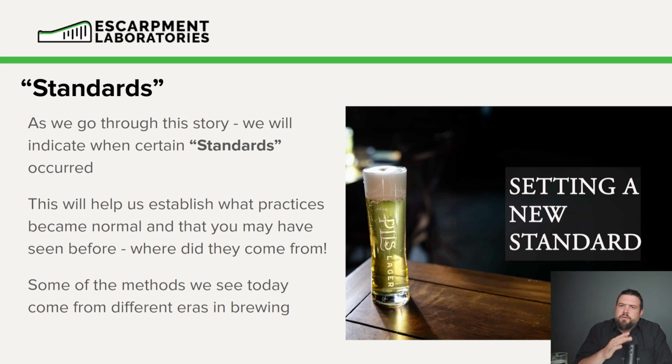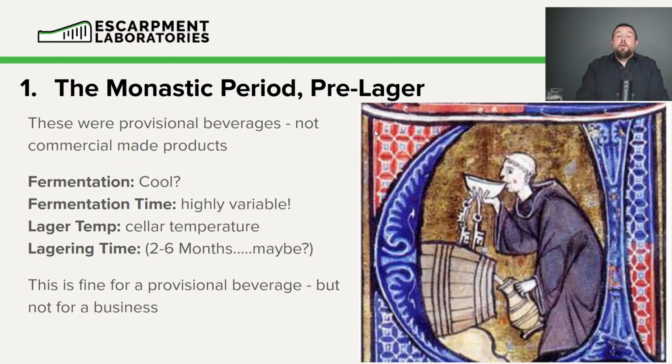Show you where something can be moved up or down. Show you an area where, say, the weather or the climate impacted how these things were actually pulled off and achieved. So we're going to first start off with the monastic period.